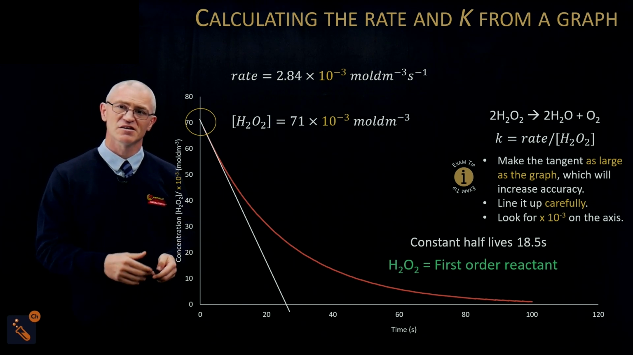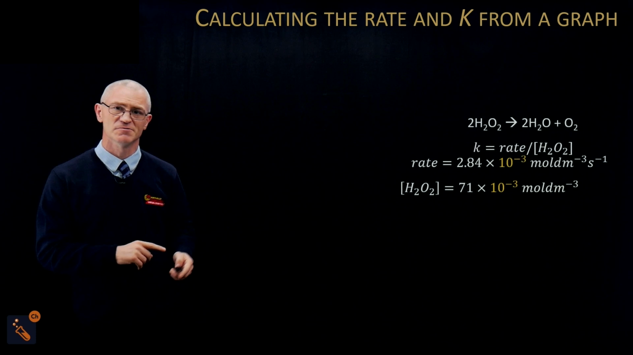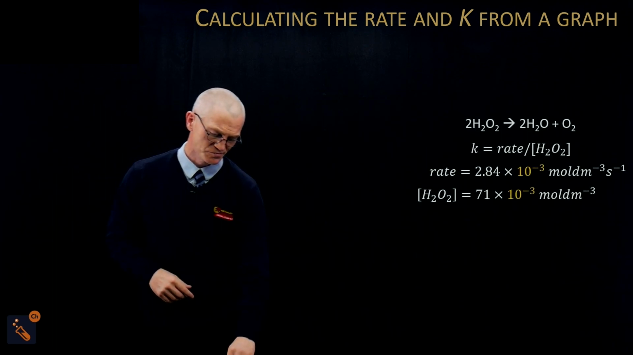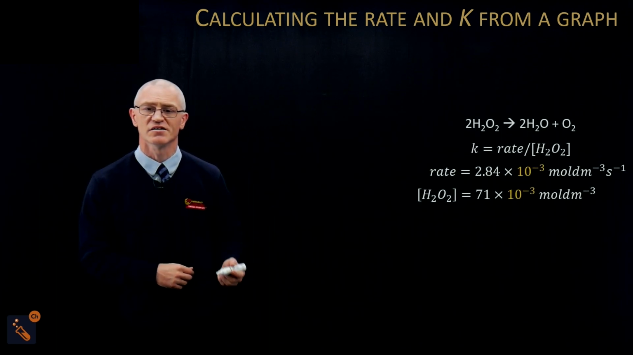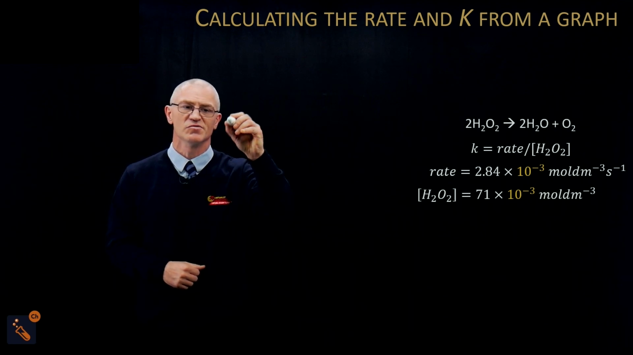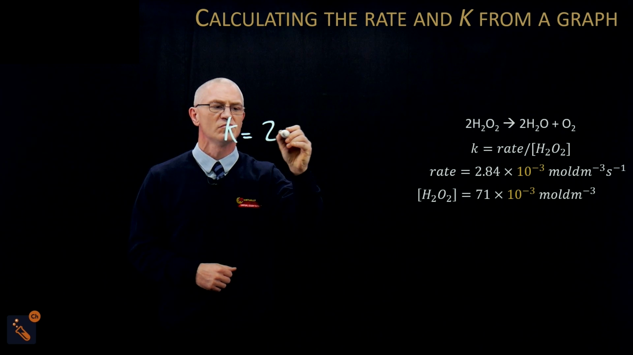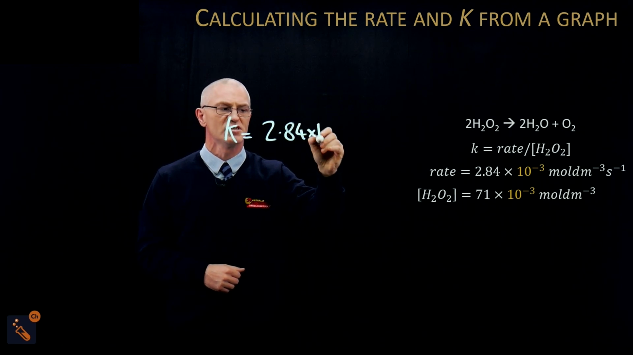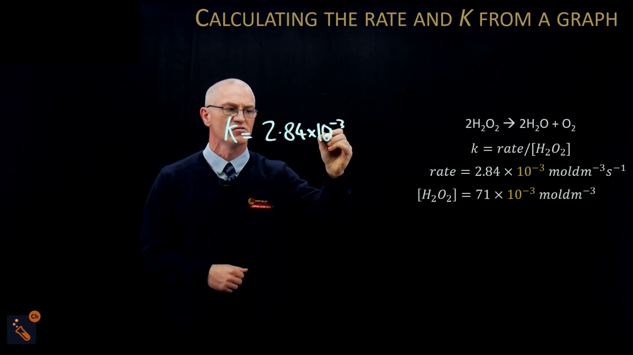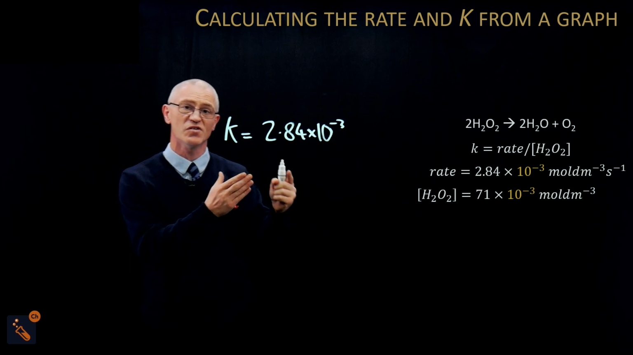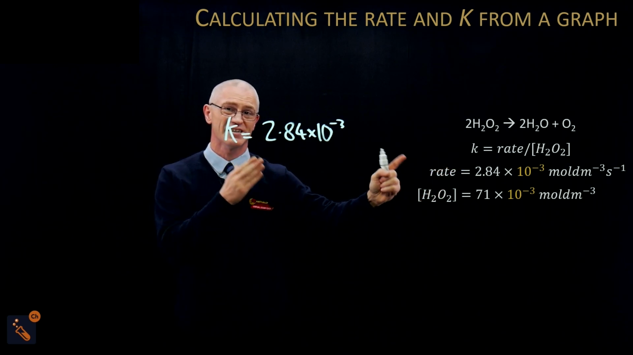So let's get rid of the graph now, and let's do the calculation. We've got all our numbers, we just need to do our calculation. So we start off with K, and that K is going to be 2.84 times 10 to the minus 3. We've got that from here, and that is our rate.